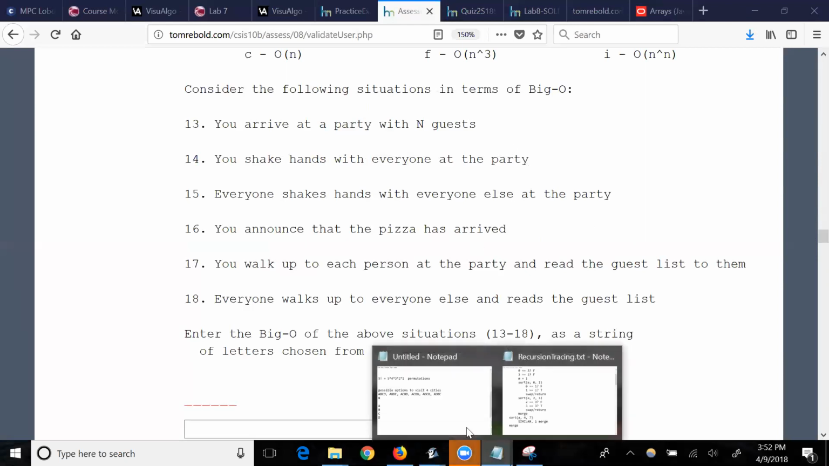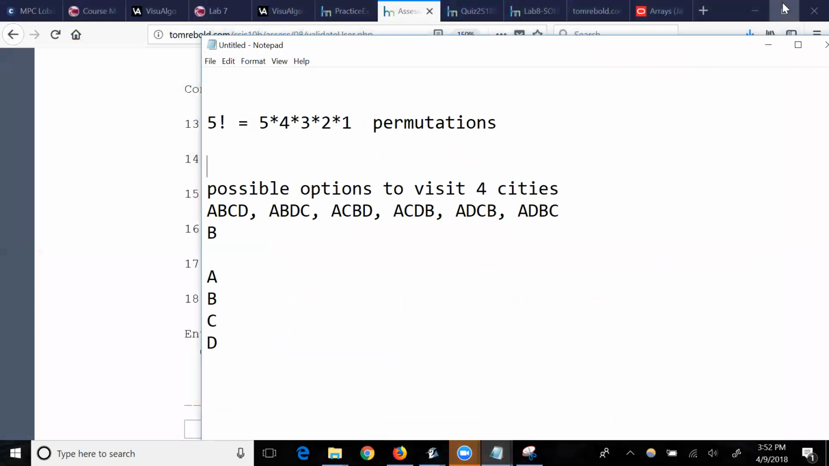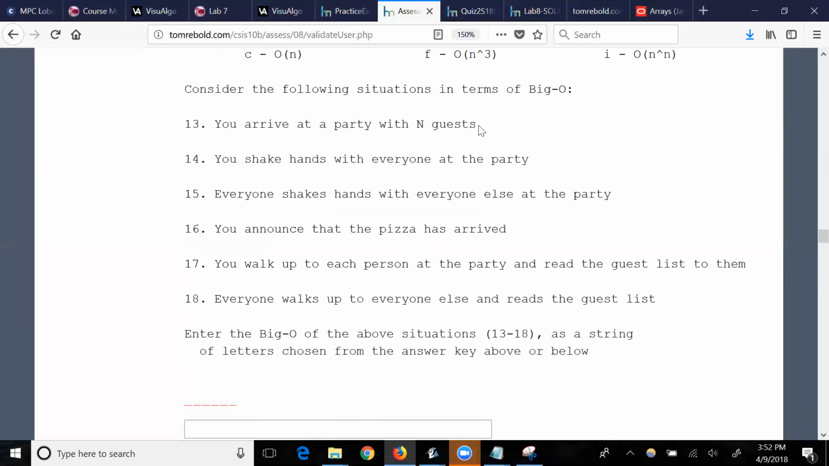Yeah. So these are conceptual problems, and you have to think about what is the event that controls the repetitions. Arriving at a party happens once. Shaking hands with everybody at the party is going to happen on the order of n times, because there's n guests, so that's O of n. If n gets bigger, you're going to have twice as many handshakes.